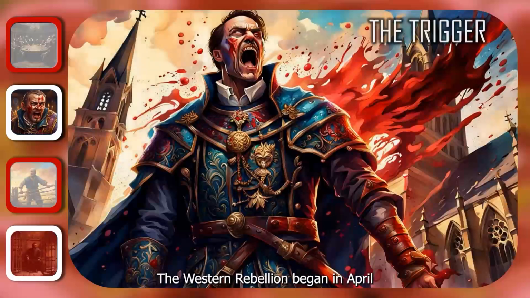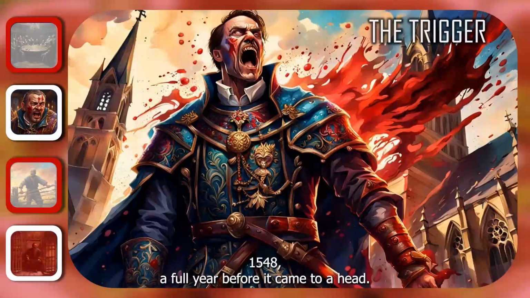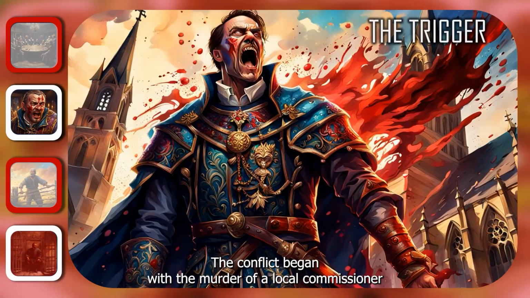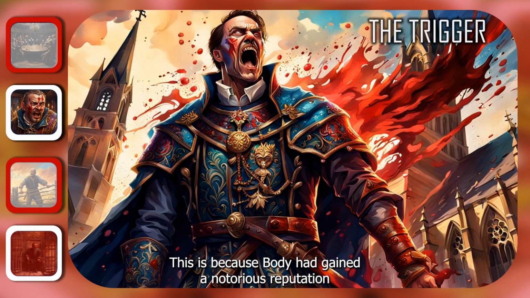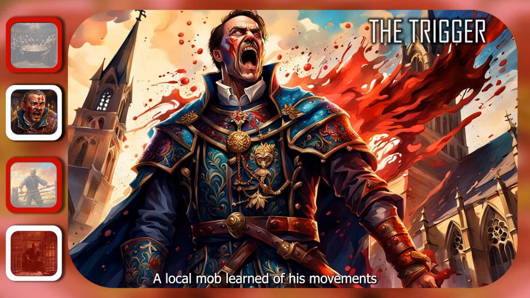The Western Rebellion began in April 1548, a full year before it came to a head. The conflict began with the murder of a local commissioner called William Body by angry locals. This is because Body had gained a notorious reputation for raiding local churches, destroying precious artifacts, and then selling off the loot for his own profit. A local mob learnt of his movements in the town of St. Keverne and attacked and murdered him.